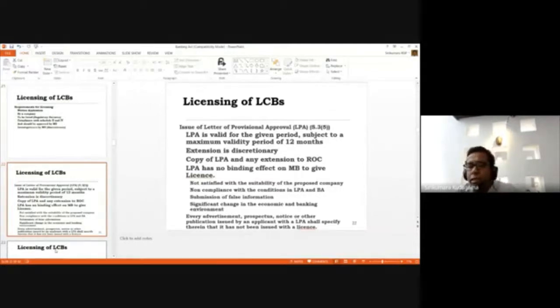Within 12 months, banking business can be commenced by the selected entity. A copy of the provisional approval and any extension of the provisional approval is given to the Registrar of Companies.